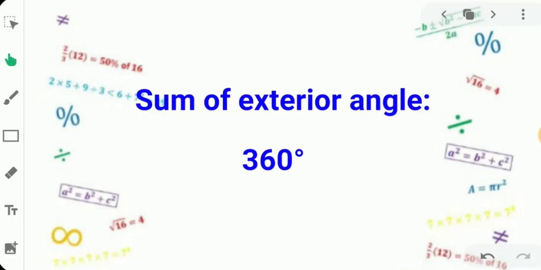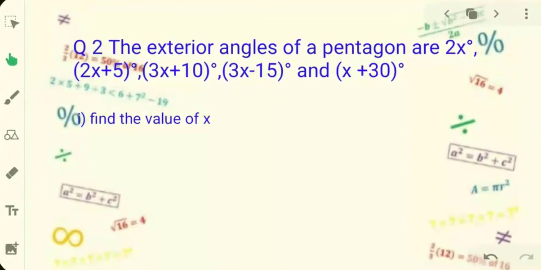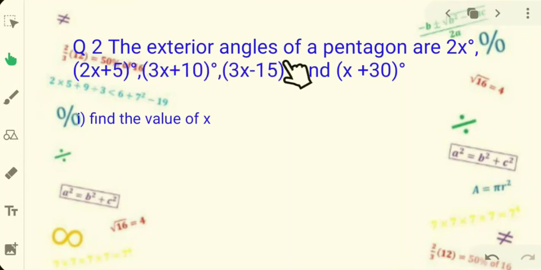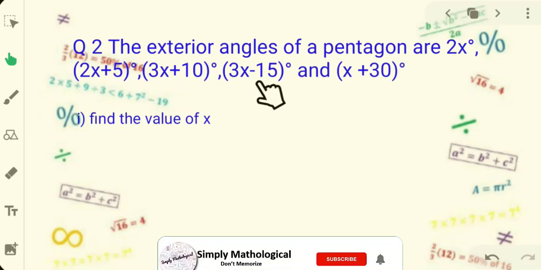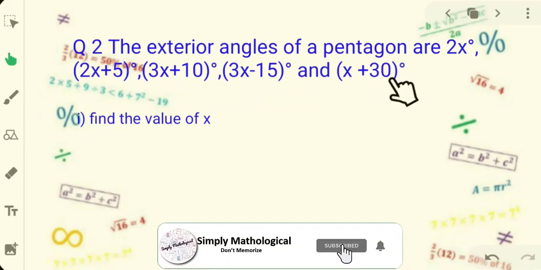Now let's move on and practice this concept with a few questions. Let's look at this question. The exterior angles of a pentagon are 2x, 2x plus 5 degrees, 3x plus 10 degrees, 3x minus 15 degrees and x plus 30 degrees. Find the value of x.